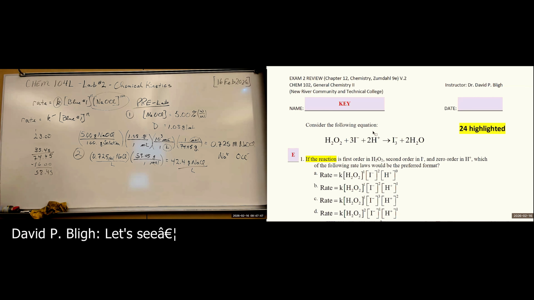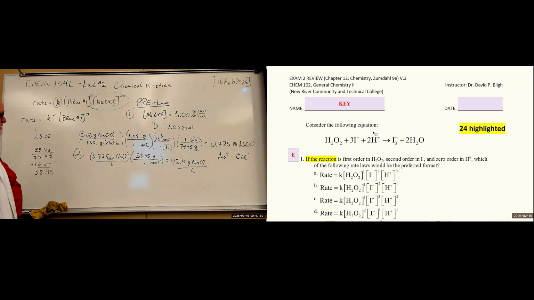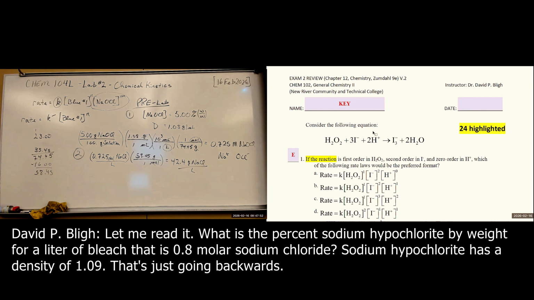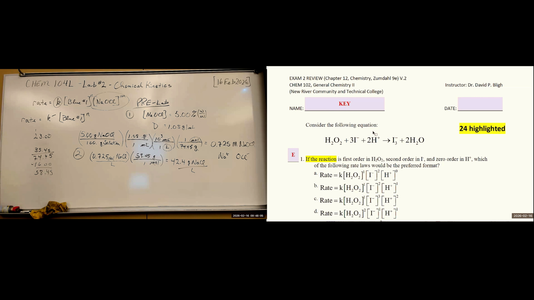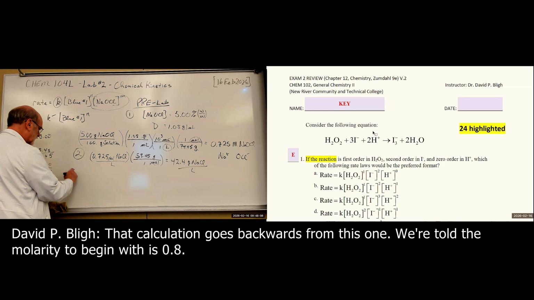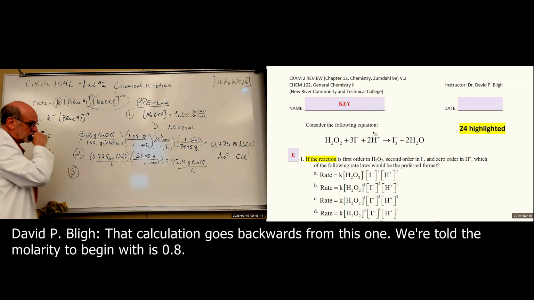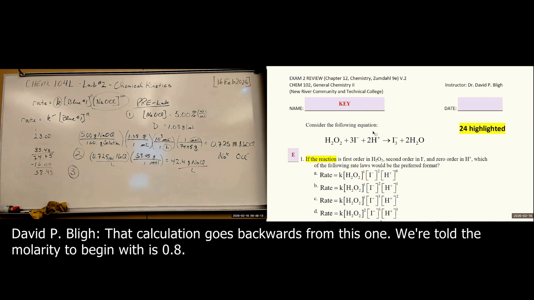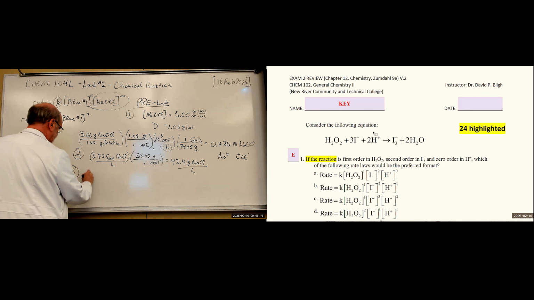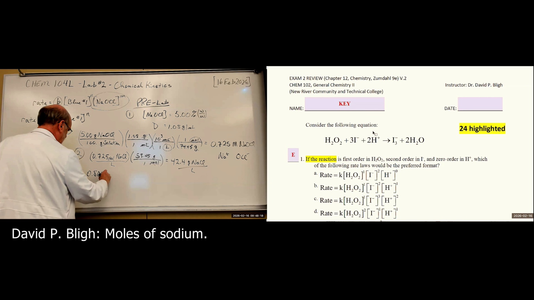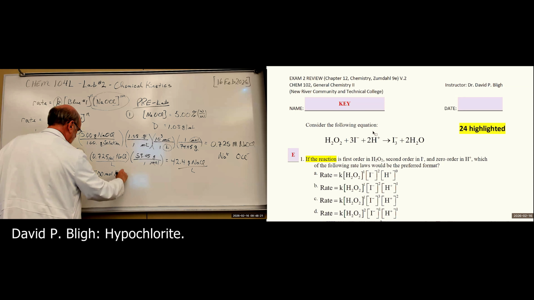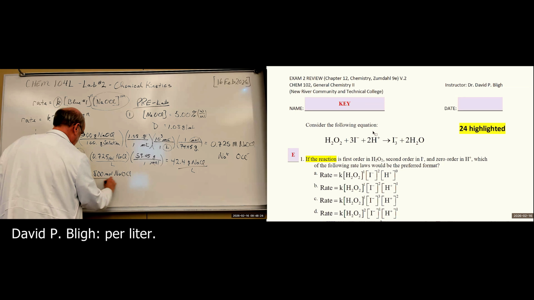Three. Let's see. Let me read it. What is the percent sodium hypochlorite by weight for a liter of bleach that is 0.8 molar sodium hypochlorite? Sodium hypochlorite has a density of 1.09. That's just going backwards. That calculation goes backwards from this one. We're told the molarity to begin with is 0.8 moles of sodium hypochlorite per liter.